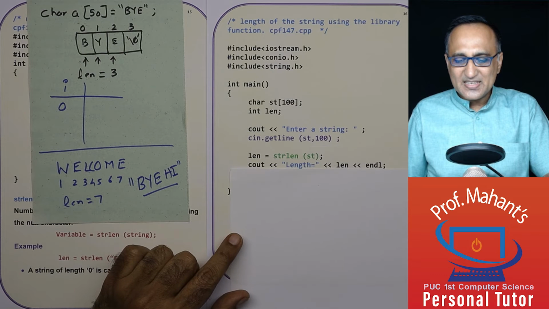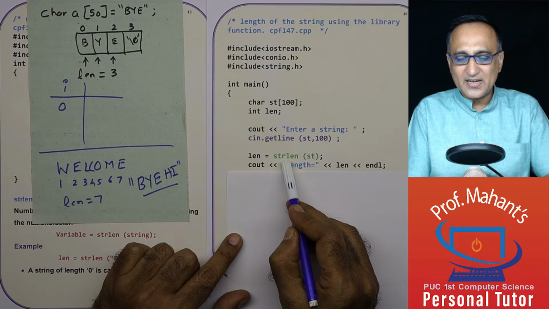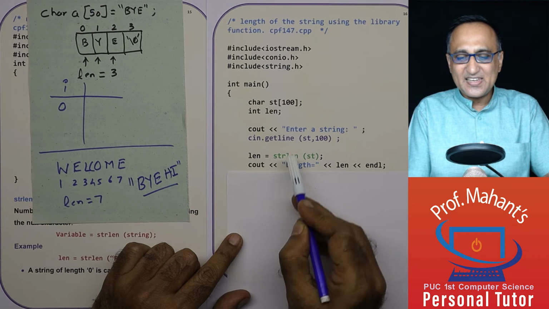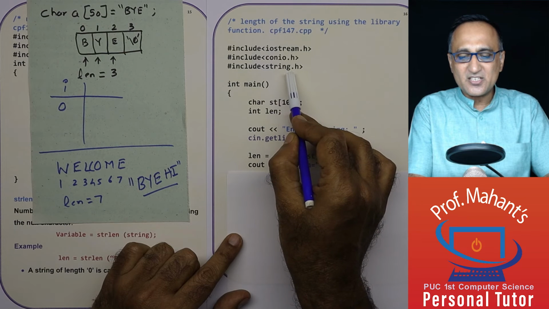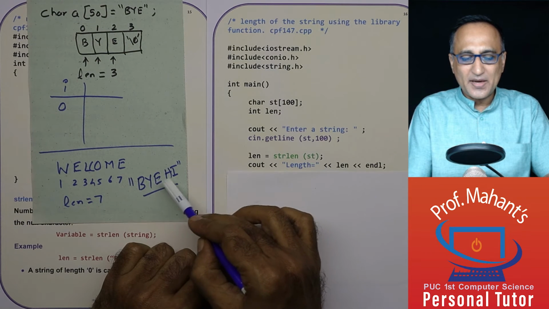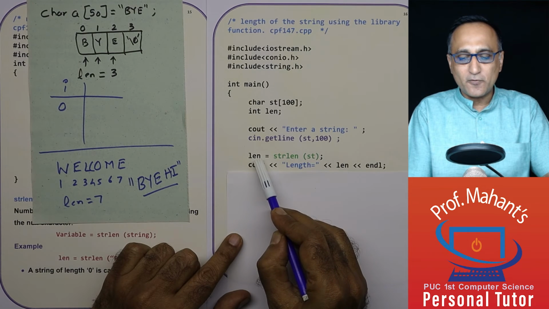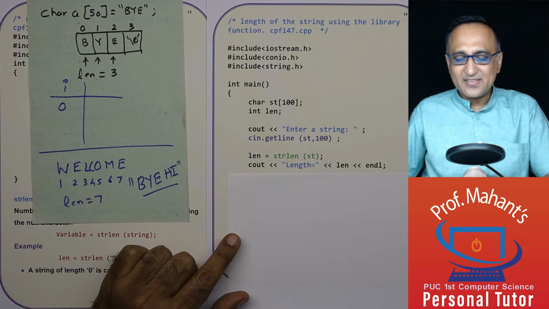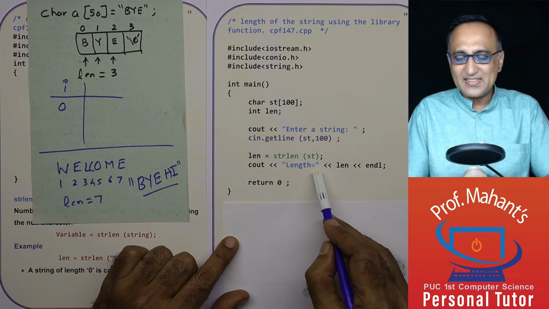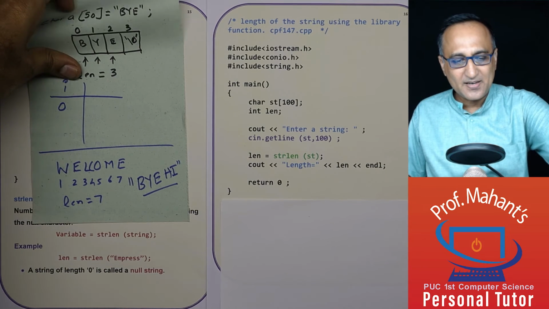Then I can use len to store the value of string length. So I send st to strlen. Strlen is a function declared in string.h. This is going to give me how many characters are there in "bye hi". So there are a total of 5 characters. Len will be equal to 5. So when I print the length, it's going to print 5 on the output screen, or it will say length is equal to 5. So you will see 5 on your output screen.